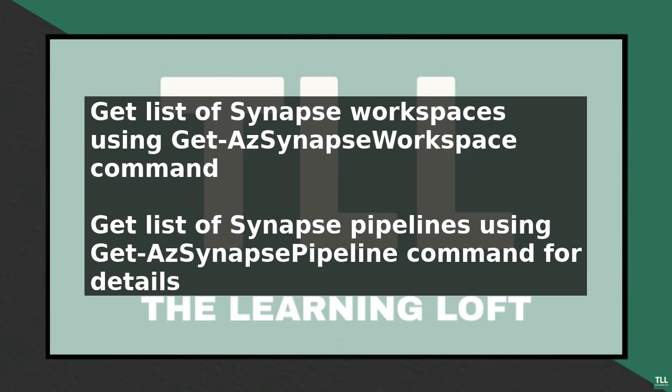To create a new Synapse pipeline, you can run the command New-AzSynapsePipeline -WorkspaceName <your workspace name> -Name <your pipeline name>. To trigger a Synapse pipeline, you can run the command Start-AzSynapsePipeline -WorkspaceName <your workspace name> -Name <your pipeline name>.